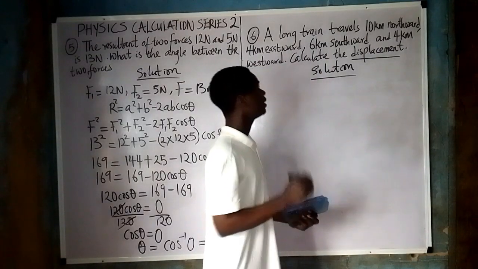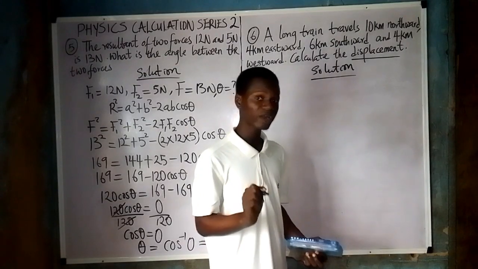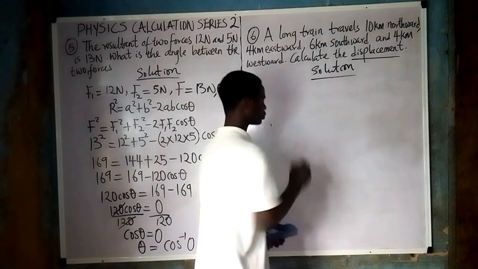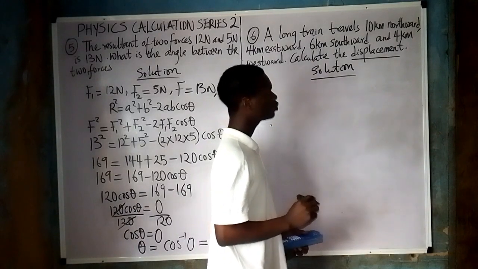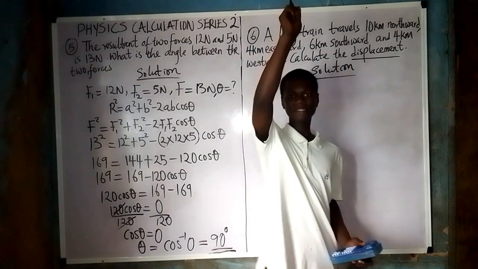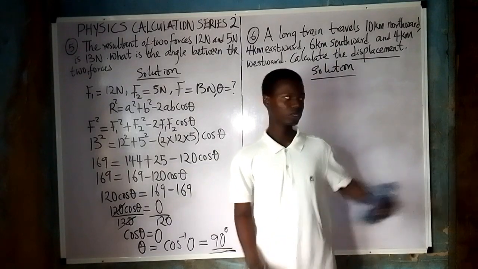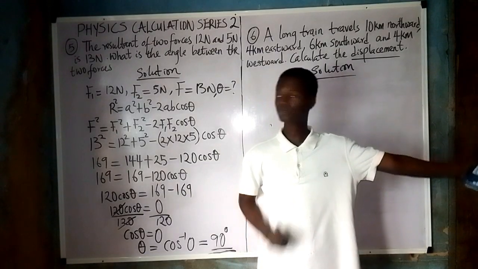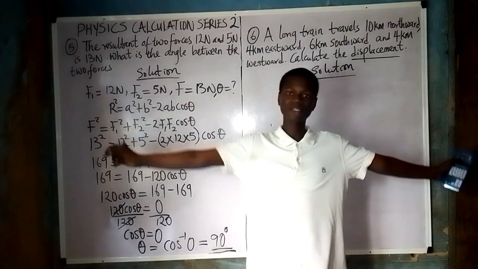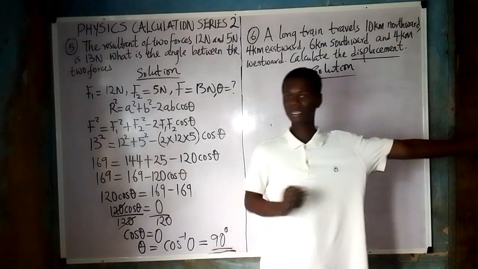They said a long train travels 10 kilometers northward. Now I'll be drawing a diagram to illustrate. Assuming this is the start point, this is the initial position. They said it travels 10 kilometers northward. Now understand something first. This direction is the north direction. This direction downward is the south direction. This direction is the eastward direction. And this direction is the westward direction. So north, east, south, then west.